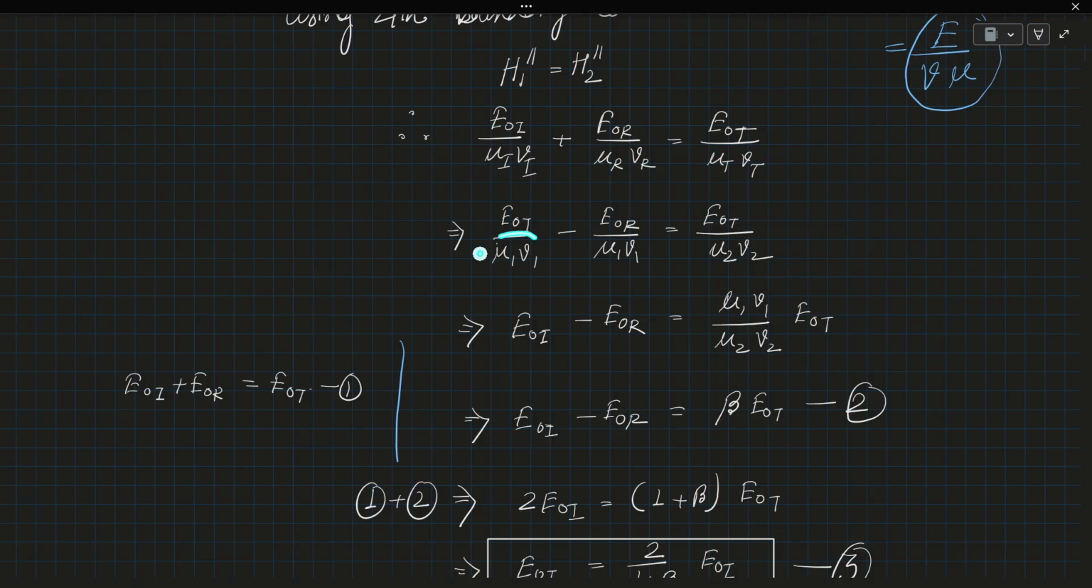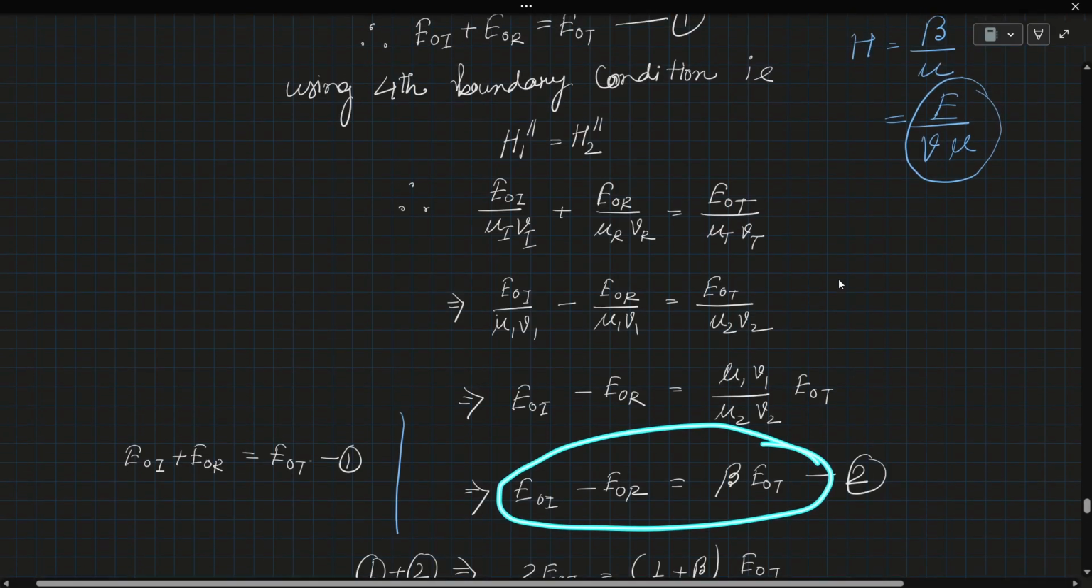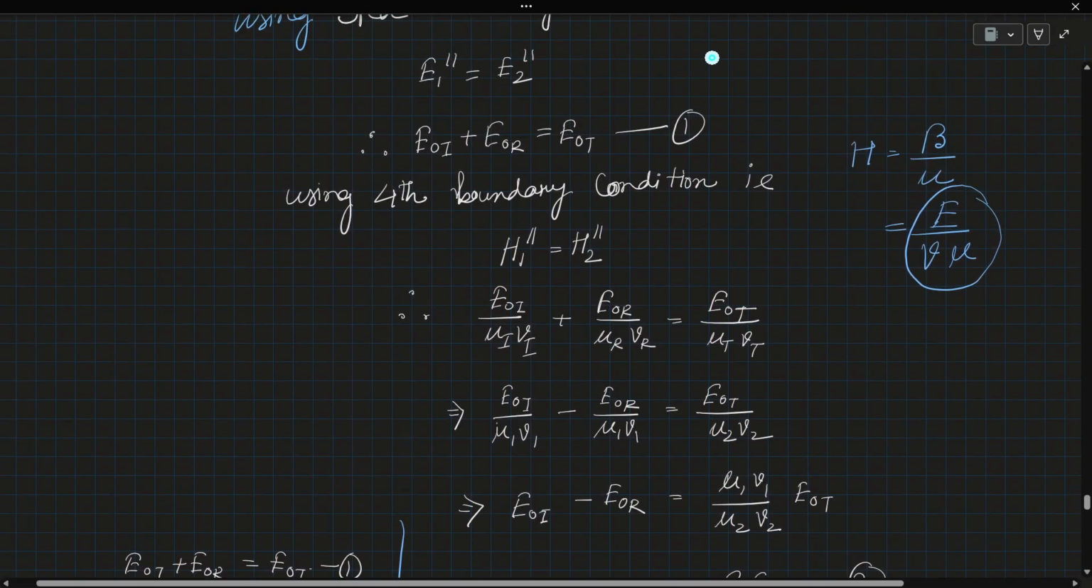So these two terms are common, right? So I can take this towards the right, so this will be mu 1 V1 in the numerator, and in the denominator there will be mu 2 V2, and then E0T, okay. Let me consider this term as beta. So I can write E0I minus E0R equals beta E0T, right? So this is the second equation. And what was the first equation? The first equation was this equation, right?